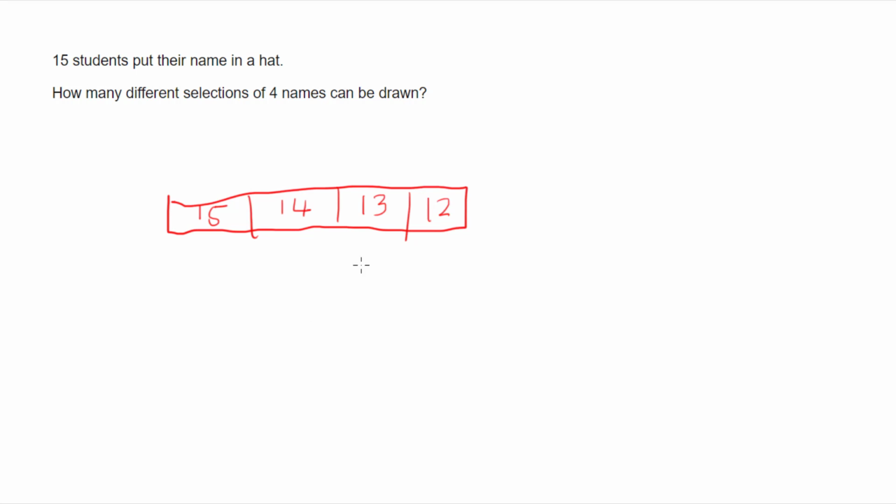So when you don't want duplicates in your combinations, you've got to work out your decreasing amounts that happen each time. And that creates your groupings for your multiplication principle. So my first grouping is 15, my second grouping is 14, my third is 13, and my last is 12, and I multiply all of those together. Working this out, we find that there are 32,760 possible combinations of drawing 4 names out of 15 students.